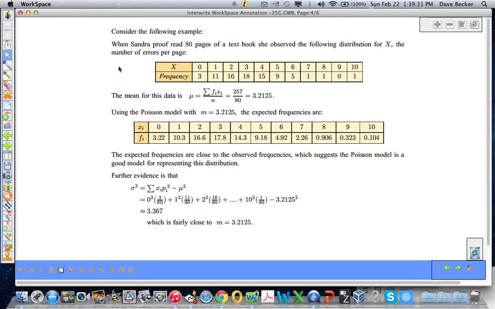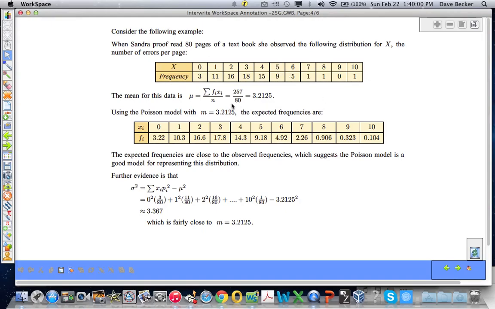Let's say our friend Sandra proofread 80 pages of text of a textbook. We make the assumption that it's not the whole textbook. It really doesn't matter, actually. She observed the following distribution for the random variable x, the number of errors per page. So 0 errors happened 3 times, 1 error happened 11 times, and this is per page. On down the line, 5 errors on a page happened 9 times.